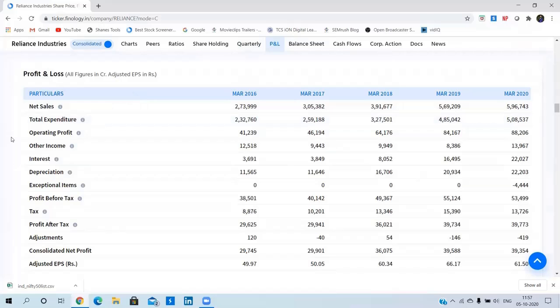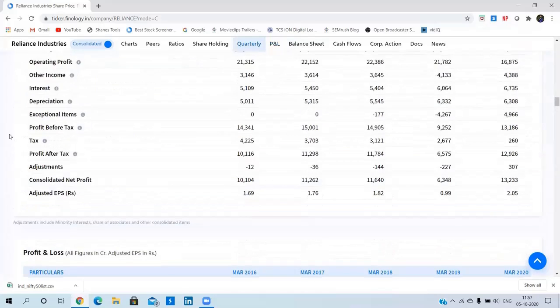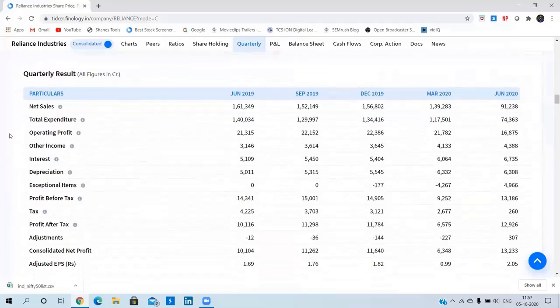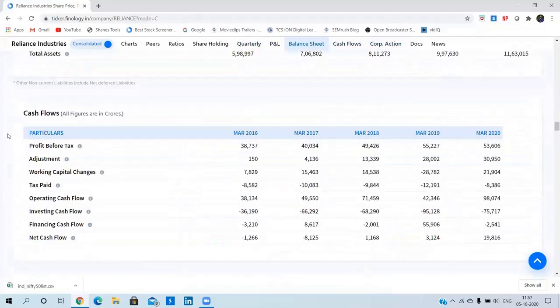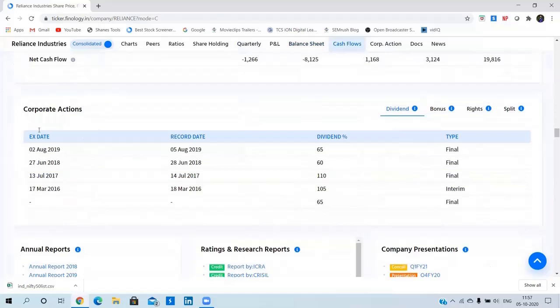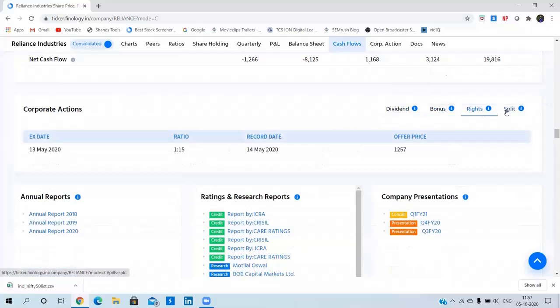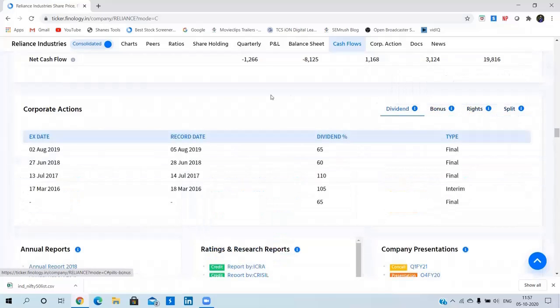Or in upcoming videos I will be explaining how to read a balance sheet or a profit and loss statement or cash flow statement and how to interpret the data. That is the most important thing. Scrolling a bit down, here are corporate actions. That means when Reliance has given a dividend, bonus, rights, or issued splits.